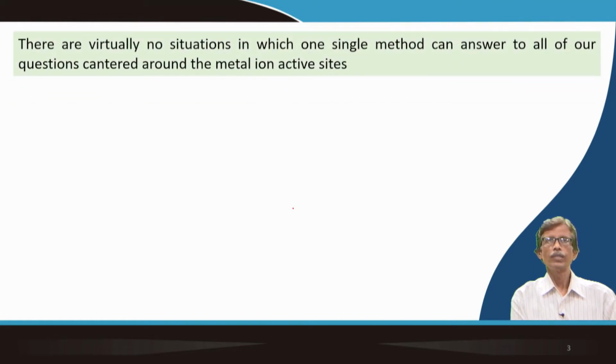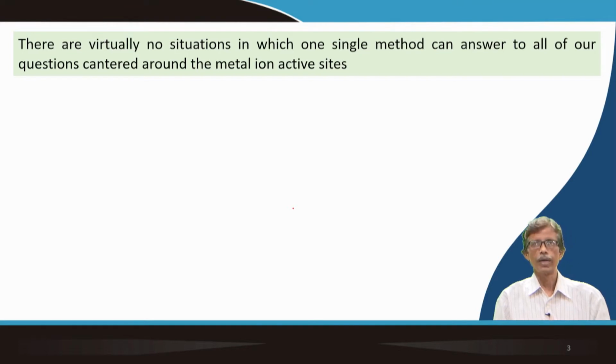So, there are virtually no situations in which one single method can answer all of our questions centered around the metal ion active site. If we consider that we have iron in the myoglobin environment, what is the immediate environment of that metal ion? That we find with the knowledge of your biocoordination chemistry. But in the bigger picture, how much do you know and how many of these proteins are there? Particularly if we talk about the corresponding globin part.